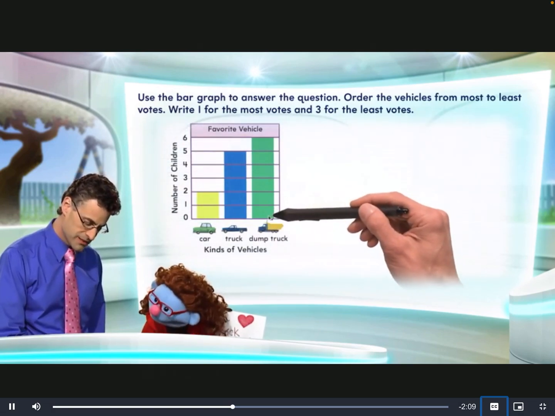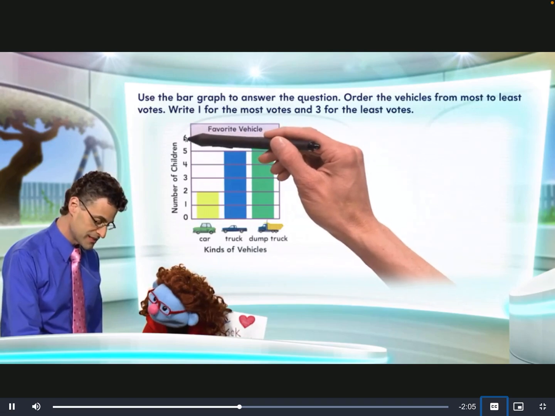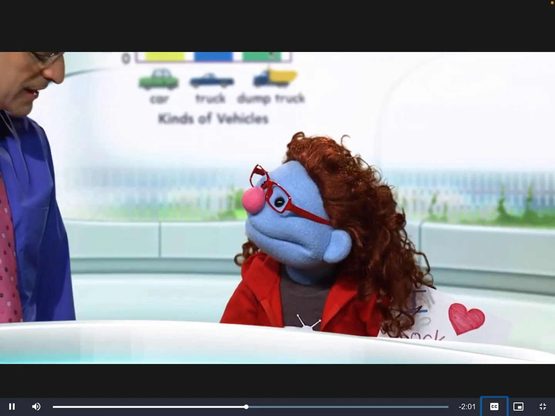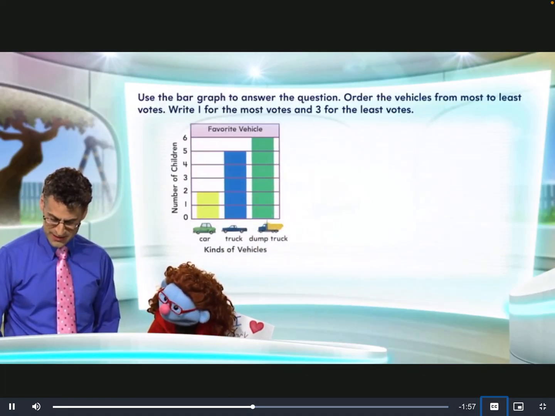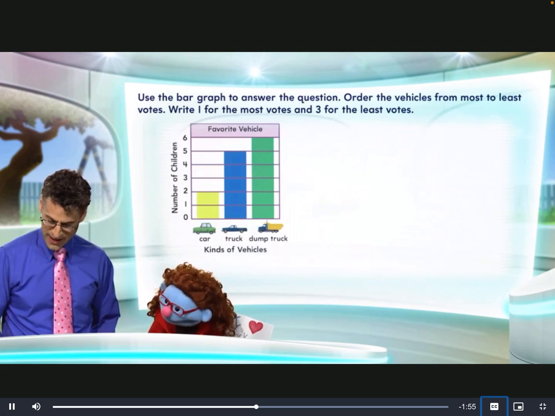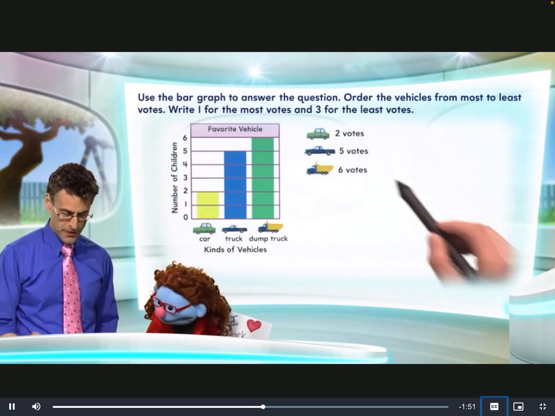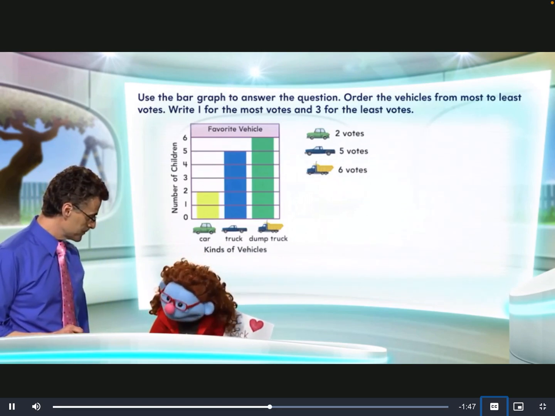And then the dump truck, you can see, goes all the way up to the top there, which if you go over, you see represents 6. So that's how you read a bar graph. Oh, that's neat. So all that image really is capturing this information. It's capturing the fact that there are 2 votes for the car, 5 votes for the truck, and 6 votes for the dump truck. Neat.